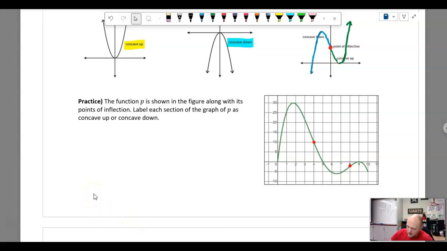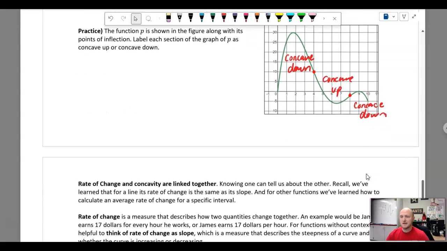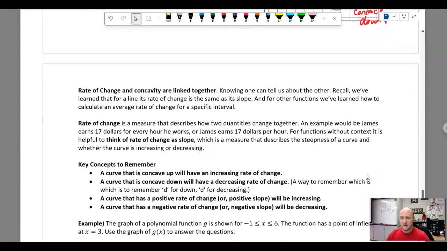Okay, hopefully on the interval 0 to 4, you said that this graph is concave down, and where it changes, it is now concave up from 4 to 8, and then our graph goes back to opening down. That is concave down. Good. Okay, so just some basic practice there of identifying those.